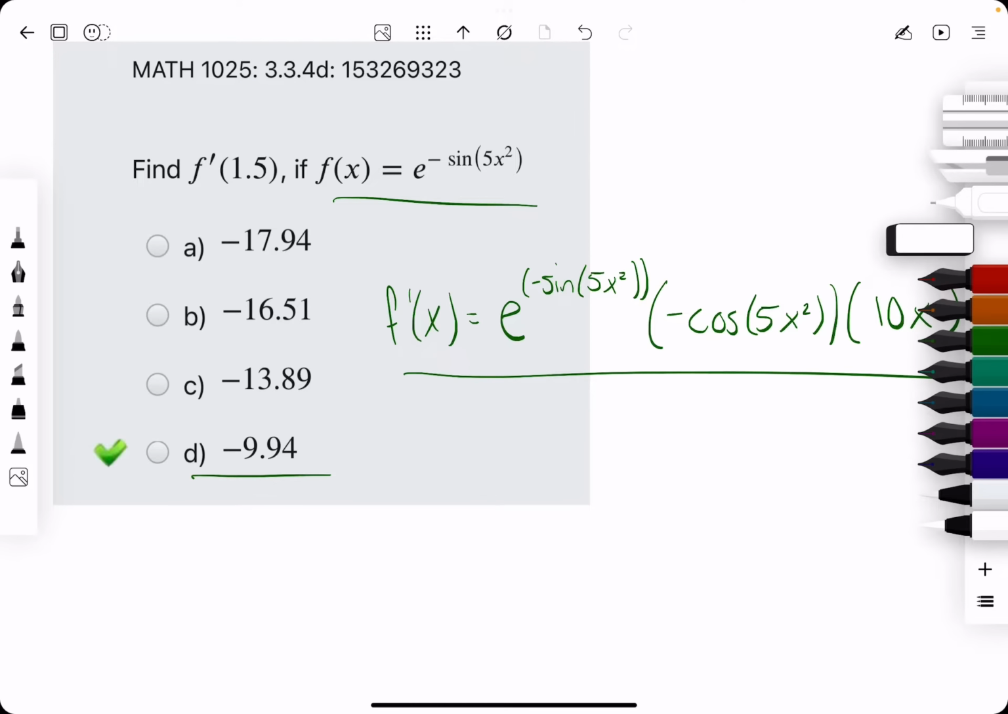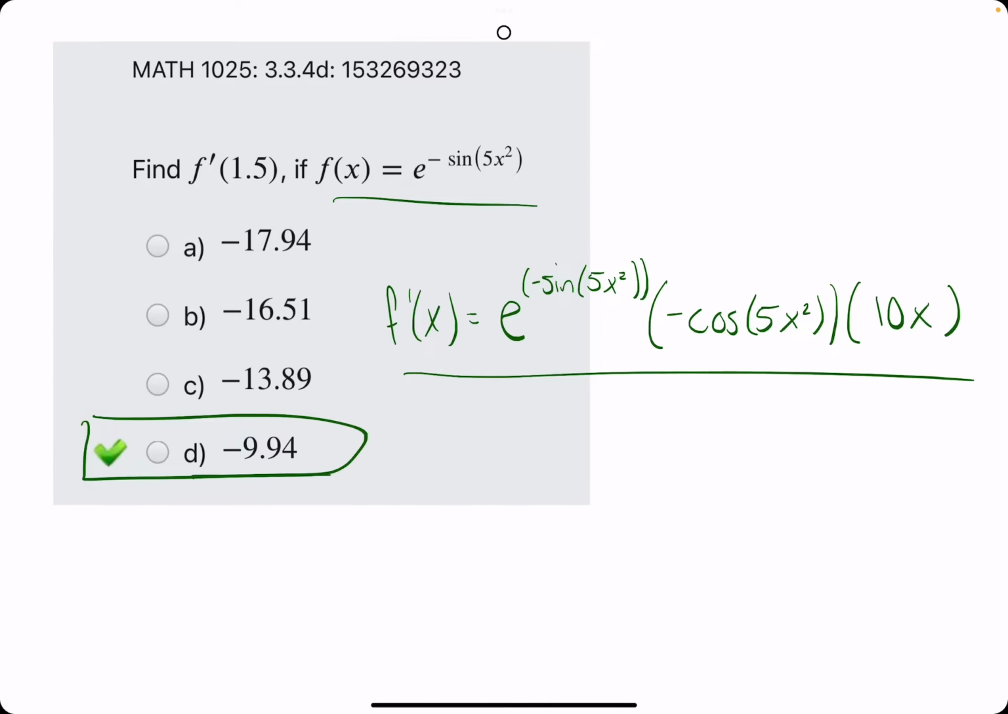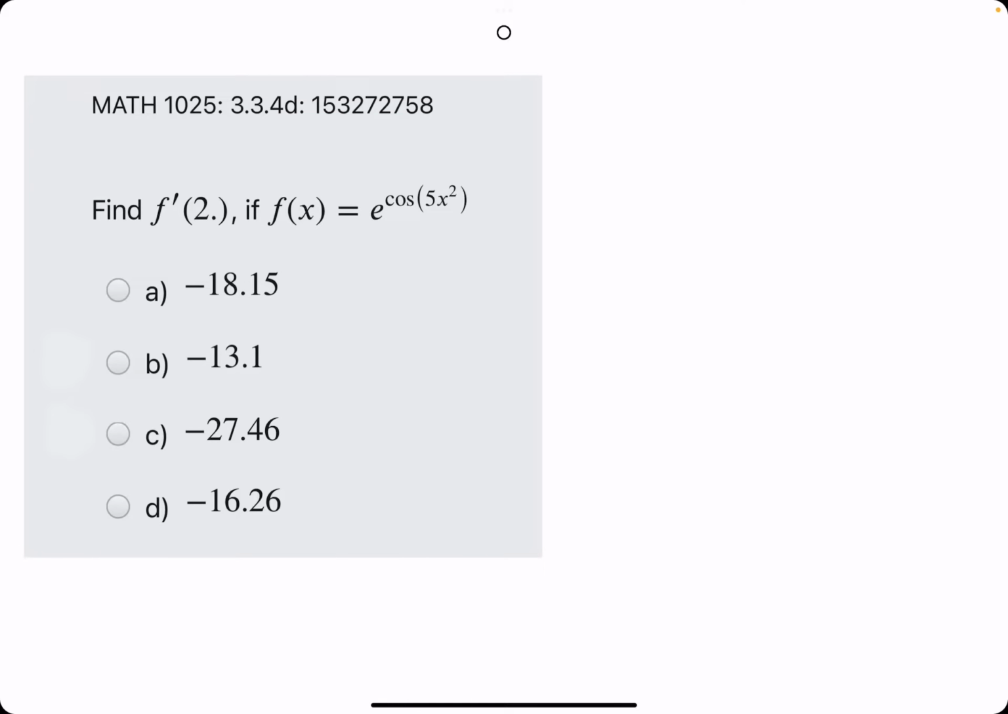Looks like option D. Break out the eraser to see that D is our answer. Let's do 2 more examples.